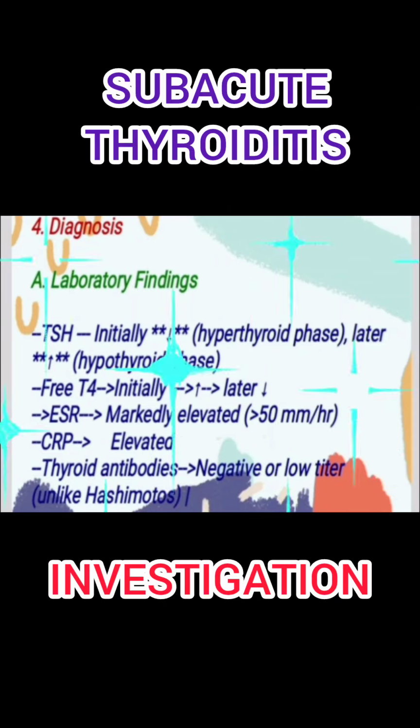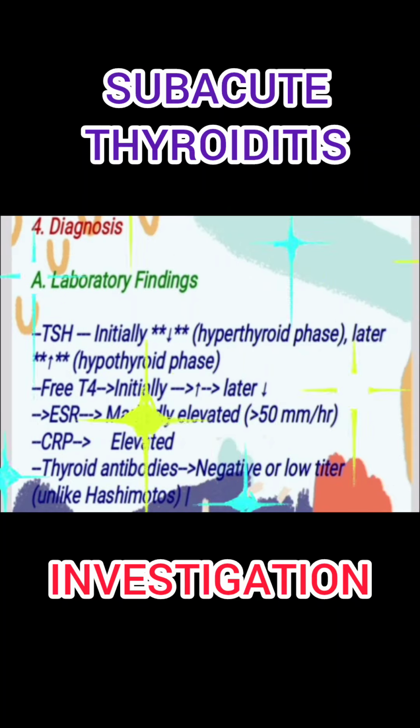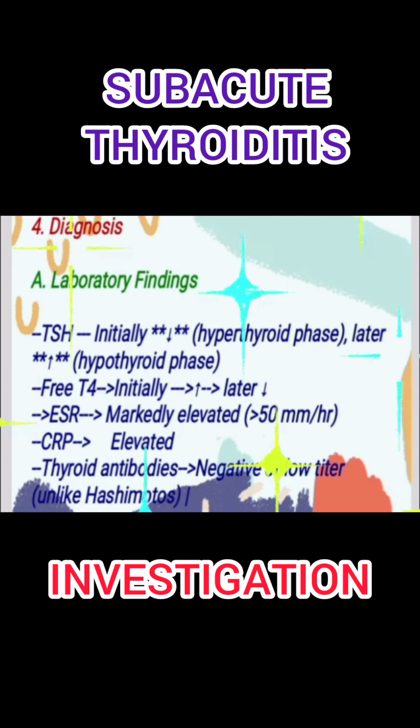Thyroid function tests first. TSH, thyroid stimulating hormone. Initially, in that hyperphase, it'll be low, suppressed. Because there's already too much thyroid hormone floating around. Exactly. And free T4, the active thyroid hormone, will initially be high.